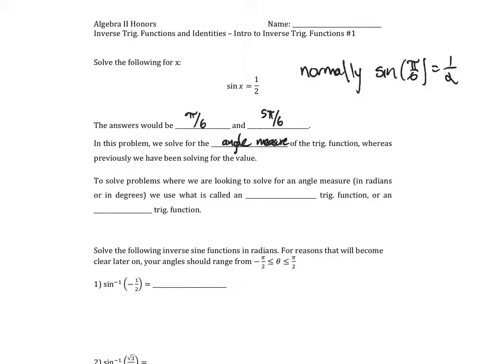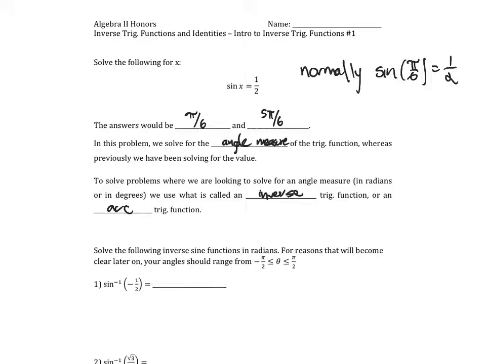Looking down here at the second paragraph, it says to solve problems where we're looking to solve for an angle measure in radians or in degrees, we use what is called an inverse trig function. Now that inverse is a key word. We're going to come back to inverse if you remember what an inverse is. So they're called inverse trig functions. It's also sometimes called an arc trig function. They just mean the same thing. It's an arc function or an inverse. Typically I'll use inverse, but you might see arc sometimes too.